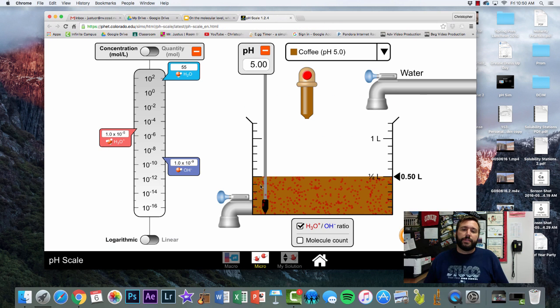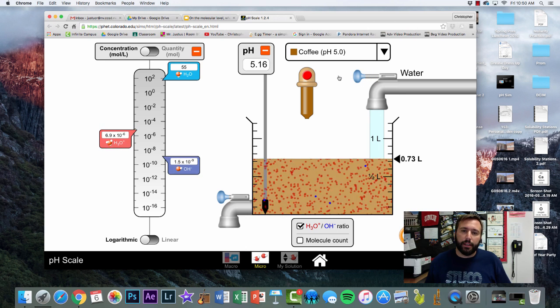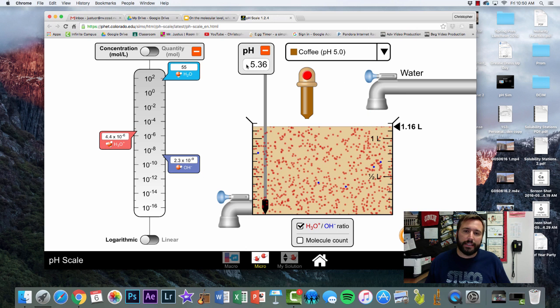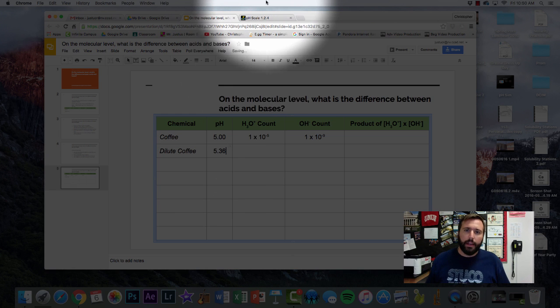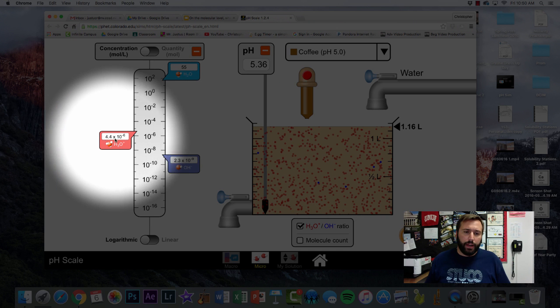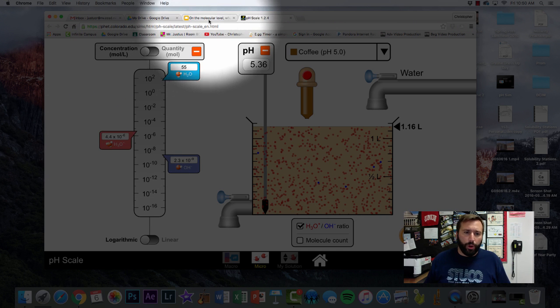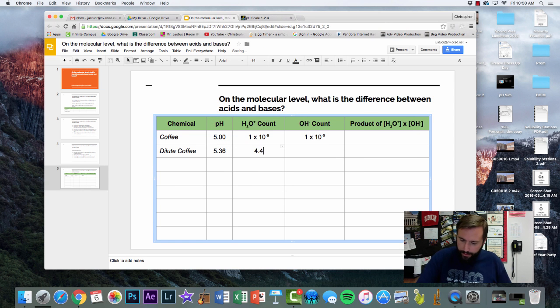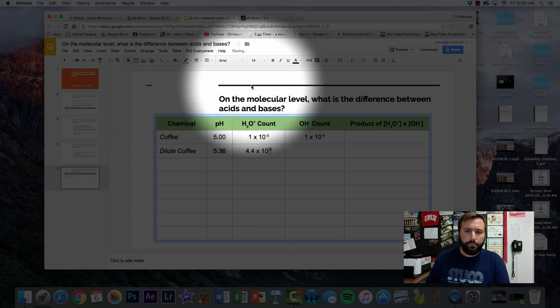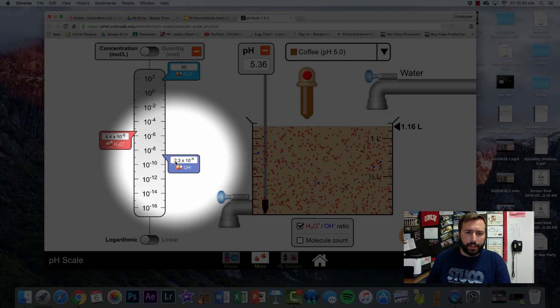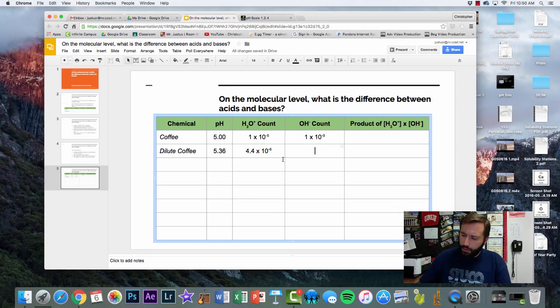What you're going to do next, keep the same chemical and then go ahead and dilute it a little bit. Notice how for an acid, the pH rises. It is now 5.36, so I'm going to write 5.36. I'm going to write down the new concentration. I got 4.4 times 10 to the negative 6. Let's see, 4.4 times 10 to the negative 6th superscript. And what about for hydroxide? 2.3 times 10 to the negative 9. And again, I'll multiply these two numbers together and place it right in here into my notebook.